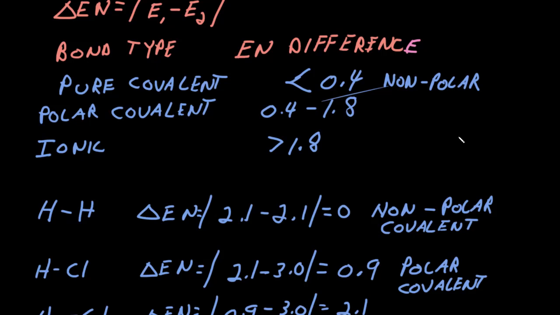In fact, if you look at different sources, you'll see maybe a little bit different numbers given, but these will give you a general range for determining if you have a non-polar covalent bond, a polar covalent bond, or ionic. And let's go ahead and take a look at a couple here.